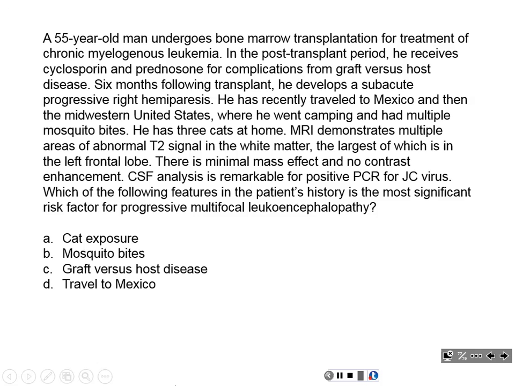All right, excellent, guys. C, graft versus host disease. So this is going to mean that his T cell count's really low. And JC virus is everywhere, so exposure to cats, mosquitoes, and travel are not going to have any bearing on this.